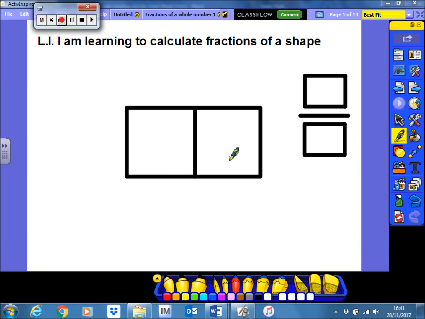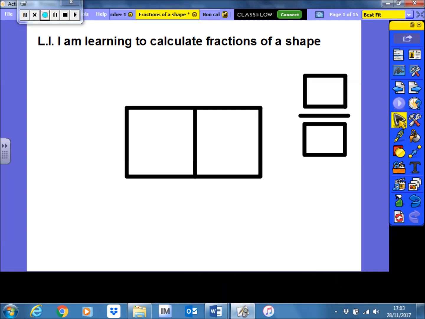Hi guys, in this video we're going to be looking at how to calculate fractions of a shape. Now, when it comes to fractions of a shape, it is essential that the shape is divided equally. It is only a true fraction if the shape has been equally divided. So in this case, you can see it's been divided into two. Here, it would not be equally divided, and so it would not be a true fraction. So it is only a fraction when it is divided equally.